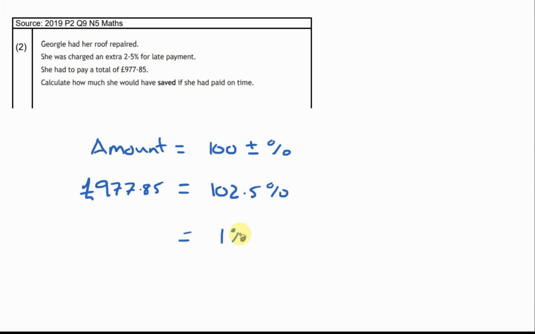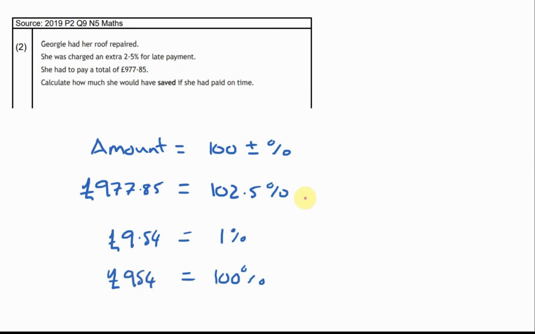So how do I get from 102.5% to 1%? Well, I have to divide both sides by 102.5. Any number divided by itself is 1, so I'll do that to both sides. I'll say 977.85 divided by 102.5. That's going to give me £9.54. And then how do I get from 1% to 100%? I'll multiply both sides by 100. So that's going to give me £954. Simple as that.